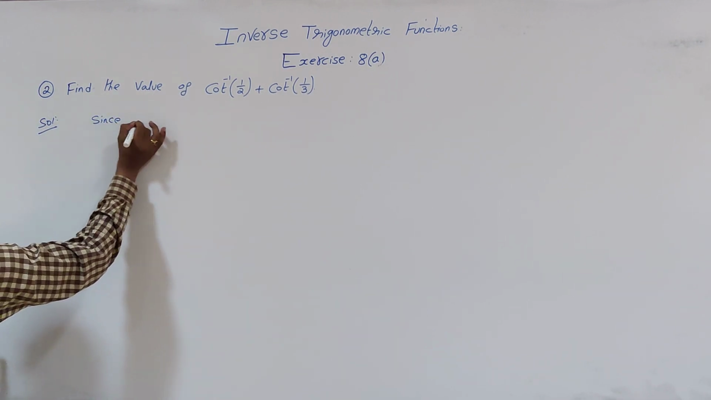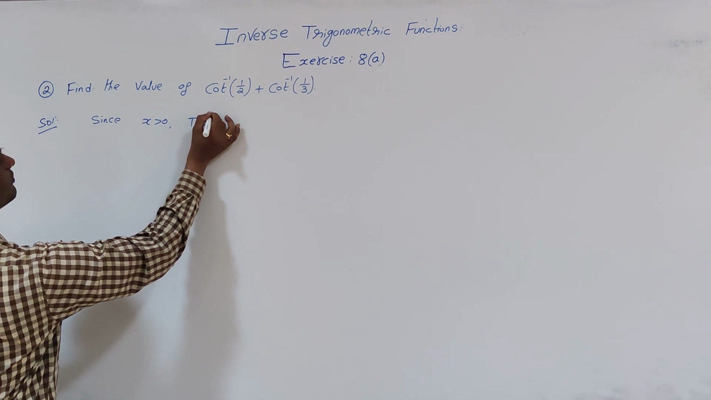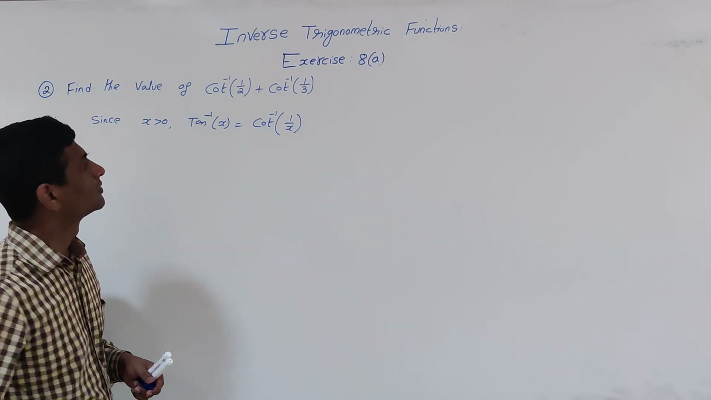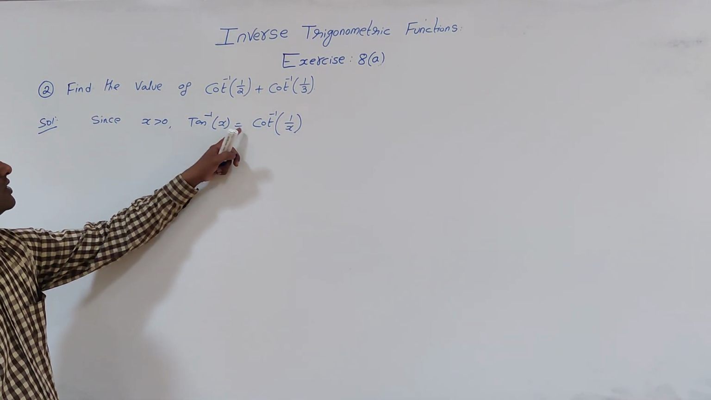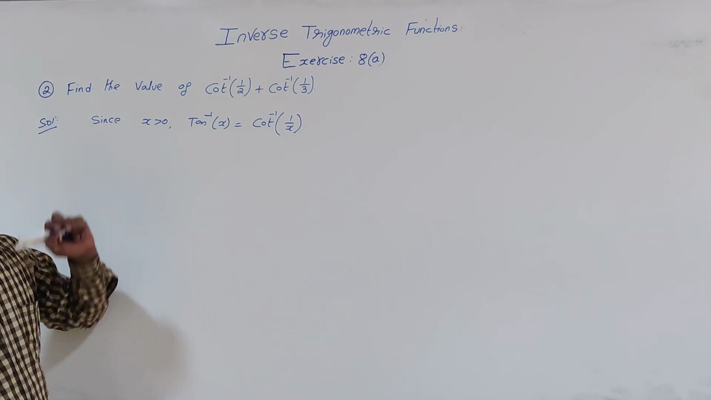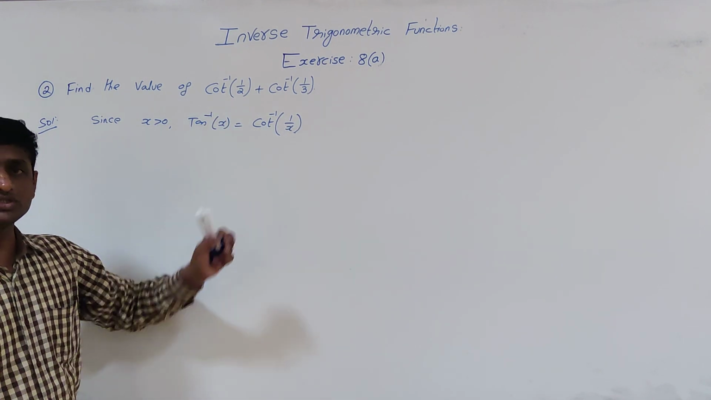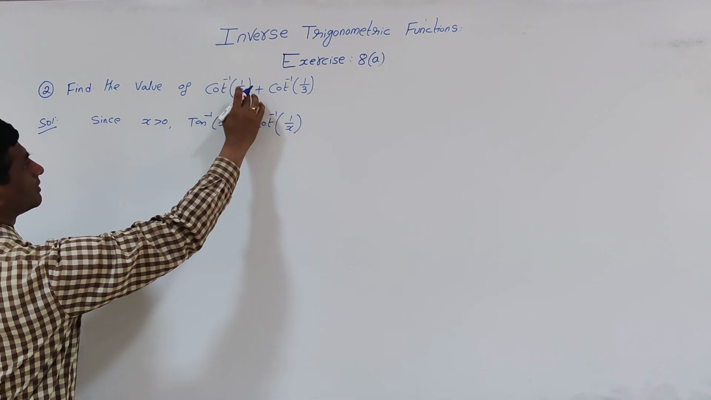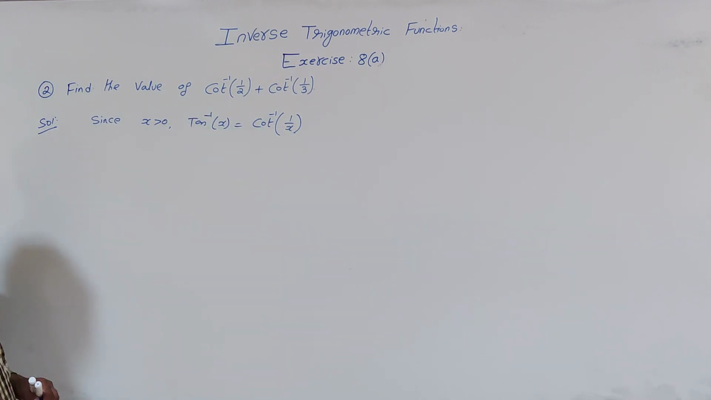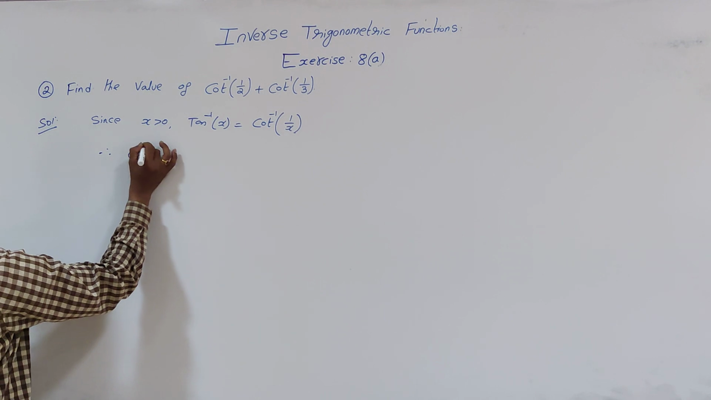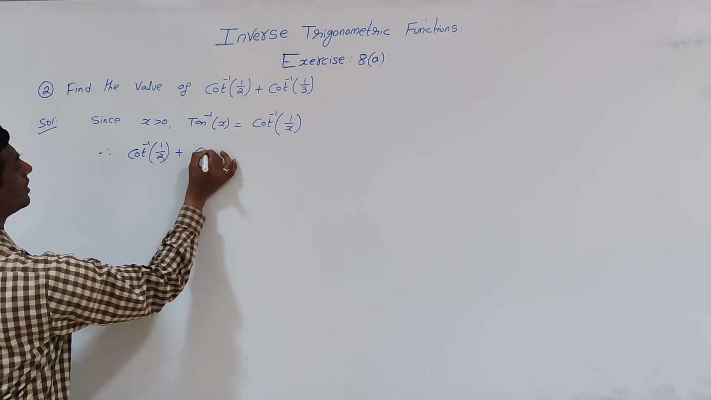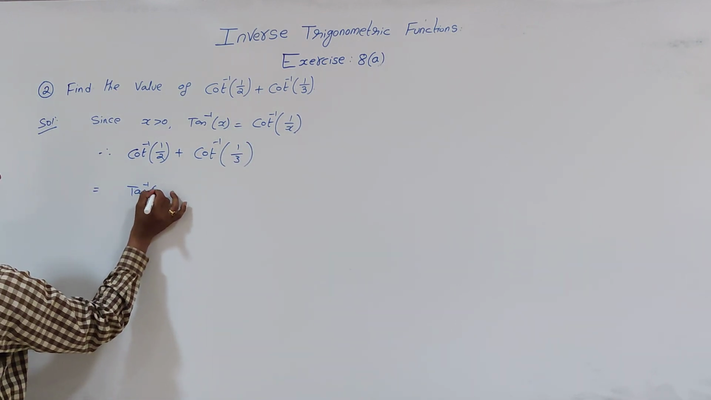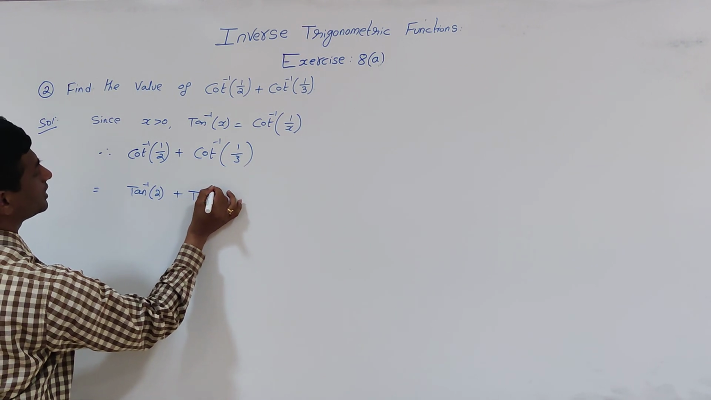Since for x greater than 0, tan inverse of x can be written as cot inverse of 1 by x. Tan inverse of x is equal to cot inverse of 1 by x if x is a positive real number. So 1 by 2 is also a positive real number. So we can write cot inverse of 1 by 2 as, in the place of x it is 2. Therefore cot inverse of 1 by 2 plus cot inverse of 1 by 3 can be written as tan inverse of 2 plus tan inverse of 3.